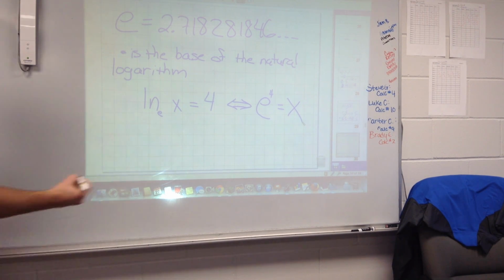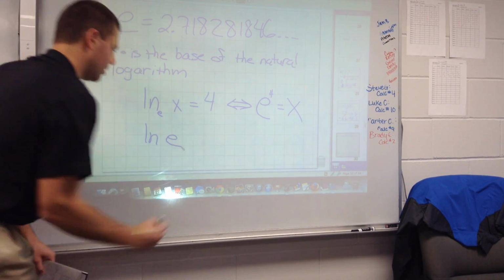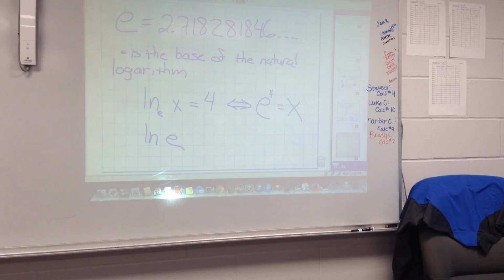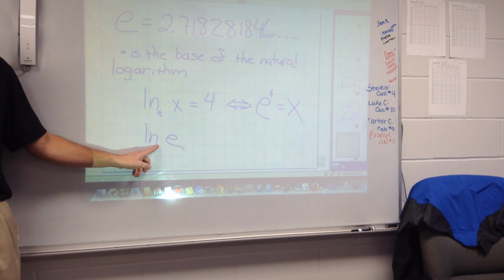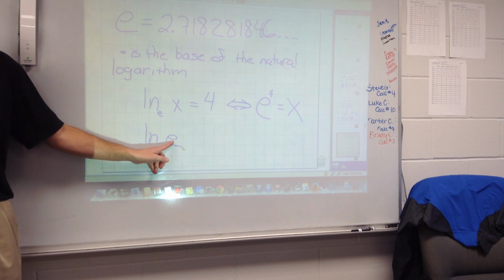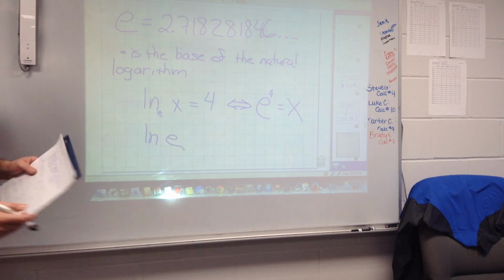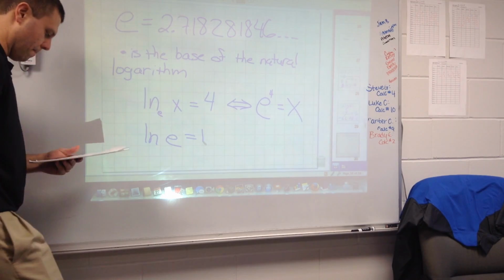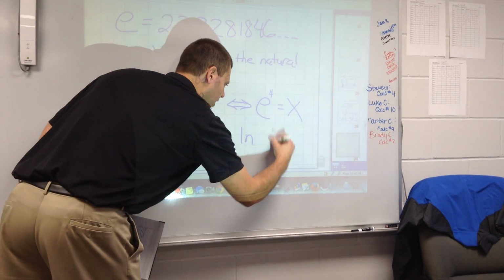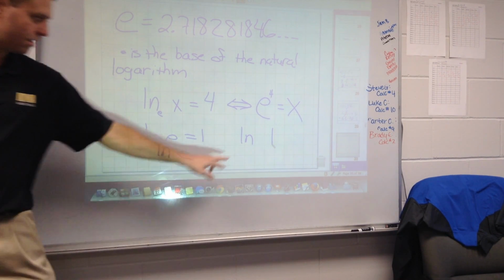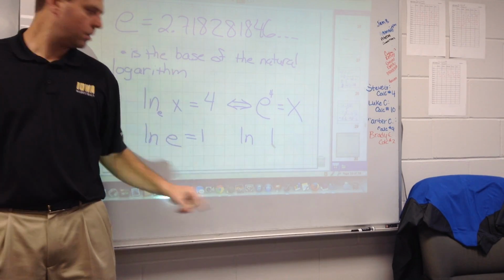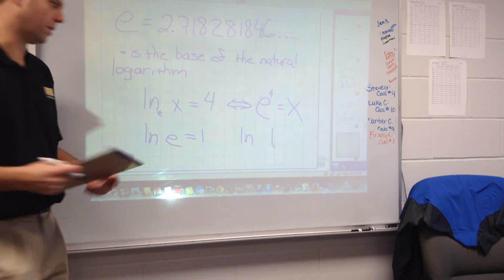A couple other things. What is the natural log of e equal to? 1. Very good. Because there's an e right here, and e raised to what power equals e? 1. That's it. How about the natural log of 1? What would that equal? 0. Good job. Because e raised to what power equals 1? 0. e to the 0.